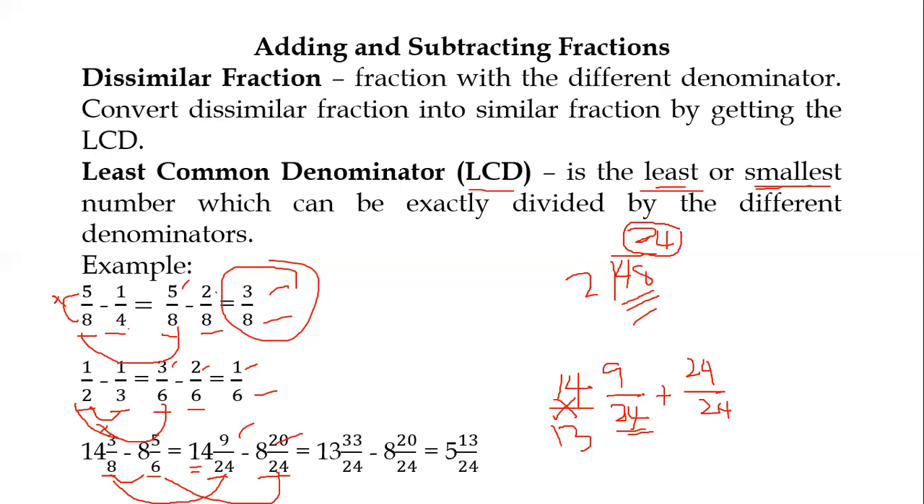No? Ipagpa-plus natin ngayon. 9 plus 24, that is 33 over 24. So, new mixed number is, ito na, 13 and 33 over 24, less 8 and 20 over 24. Pwede na kaya yung 33 minus 20? Yes, pwede na kasi hindi na siya magne-negative sagot. So 33 minus 20, that's 13. And then copy the denominator. So 13 minus 8, that is 5. And that's 5 na lang yung magiging whole number.